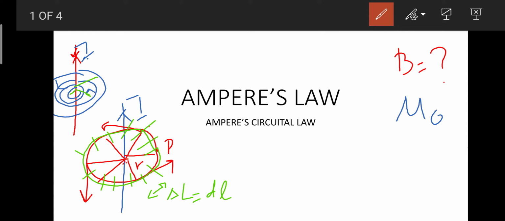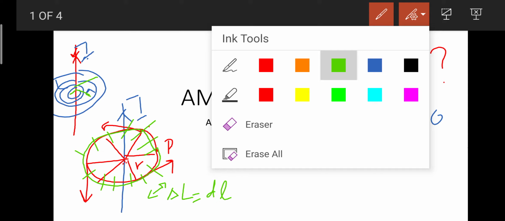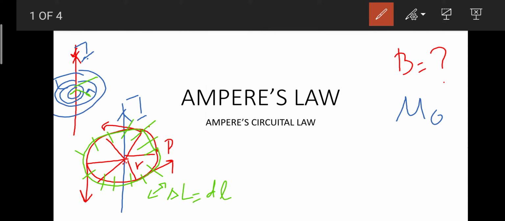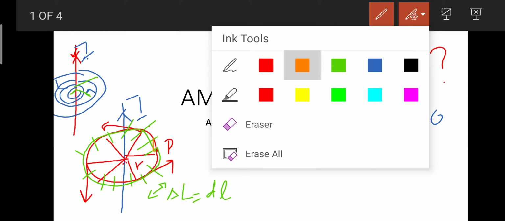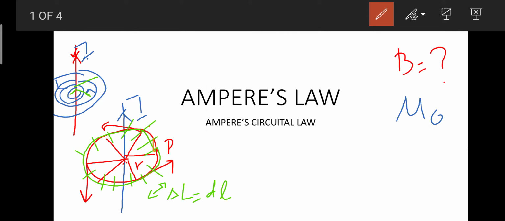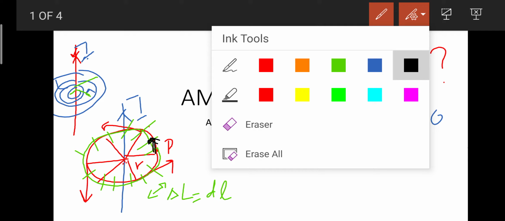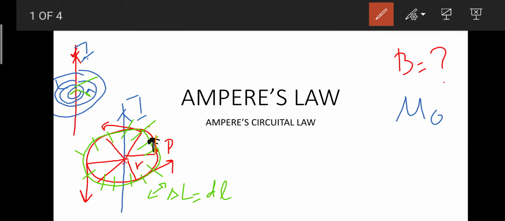And if I want to determine this value at any specific point, like at P, I observe that the length element is like this. If I draw it, it would be like this. So this is the direction of dl, and at this particular point, the direction of the magnetic field would be the tangent at this point. So this is the direction of B, and in black I have shown the direction of dl.